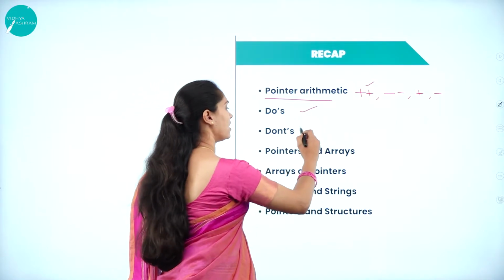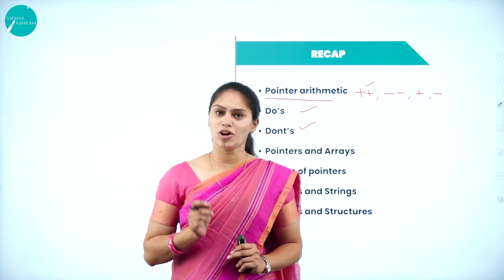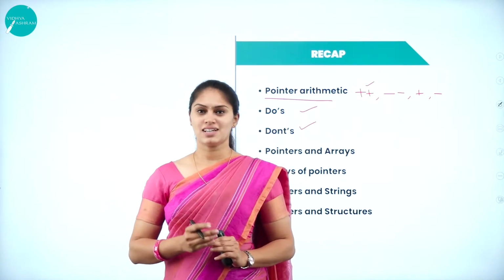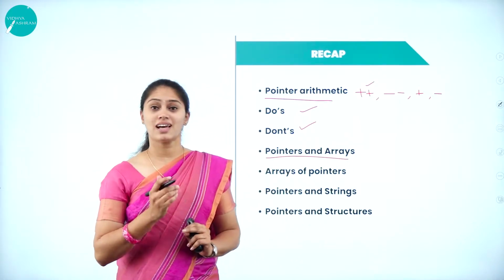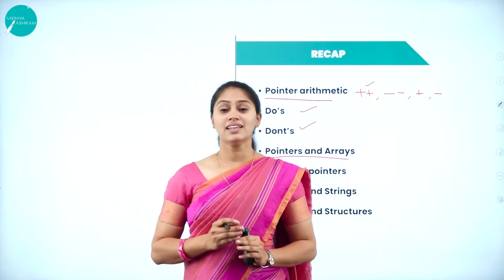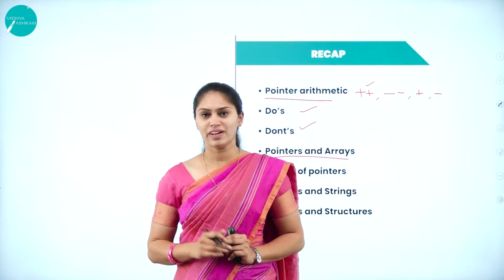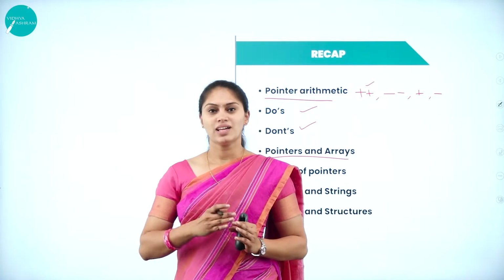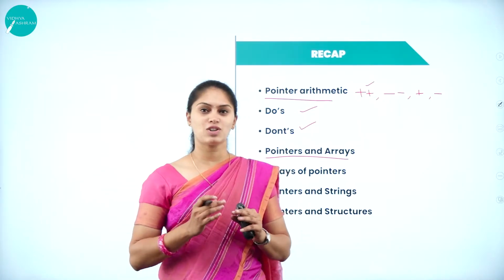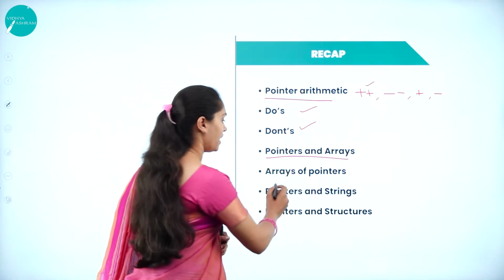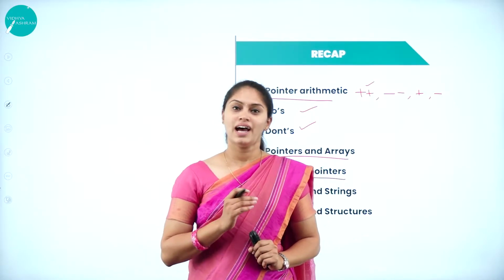After that, we discussed what operations can be performed on pointers and what operations cannot be performed. Then I discussed the relationship between pointers and arrays. The pointer holds the address of the first element of an array, the base address, so that from the first element I can store values up to the last element, based on the size. Then the array of pointers, which is nothing but a collection of addresses.